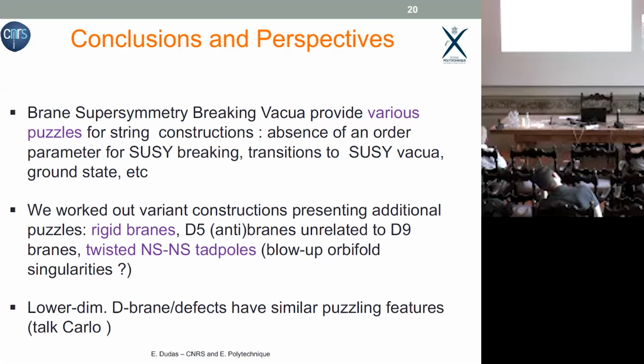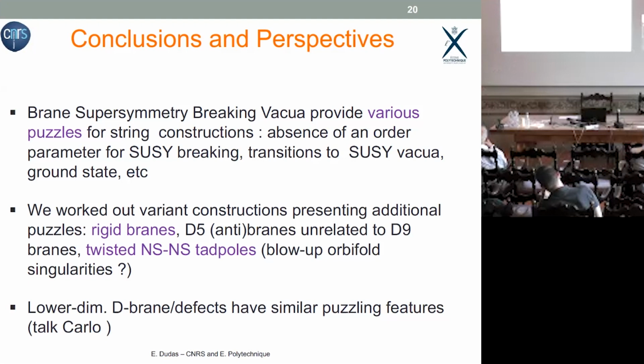And we worked out variant constructions which have additional puzzles: rigid branes, some of them you cannot move at all, 5 branes which are unrelated either by instantons or by magnetic fields to the 9 branes, and also we have additional scalar potential in the theory which can have different consequences for the dynamics of the models.